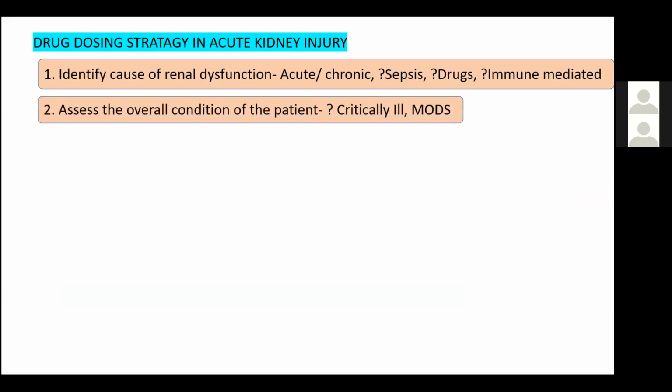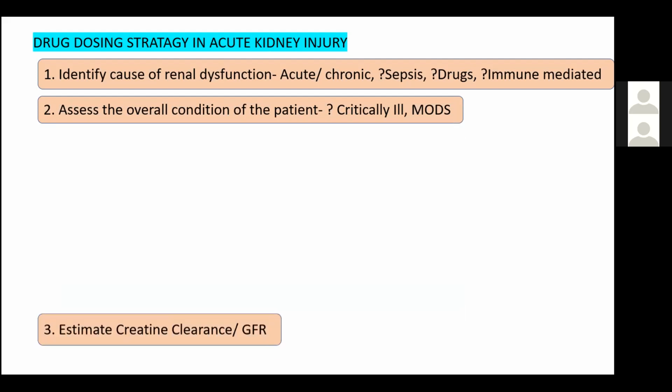Number two, assess the overall condition of the patient. Is the patient critically ill, having multi-organ dysfunction, admitted in the ICU, or is it a stable patient who is just having maybe fever with an increase in creatinine because of some septic focus? Why is this important? Because in critically ill children with multi-organ dysfunction, they have a greater positive balance of fluid. Thus, the volume of distribution of the drug is going to increase.